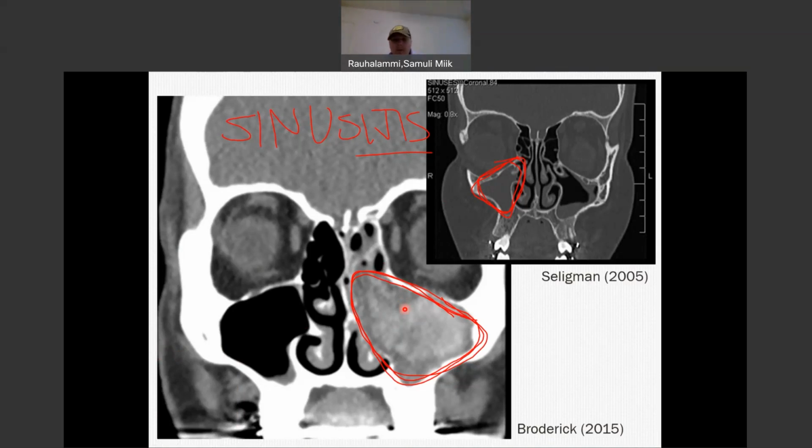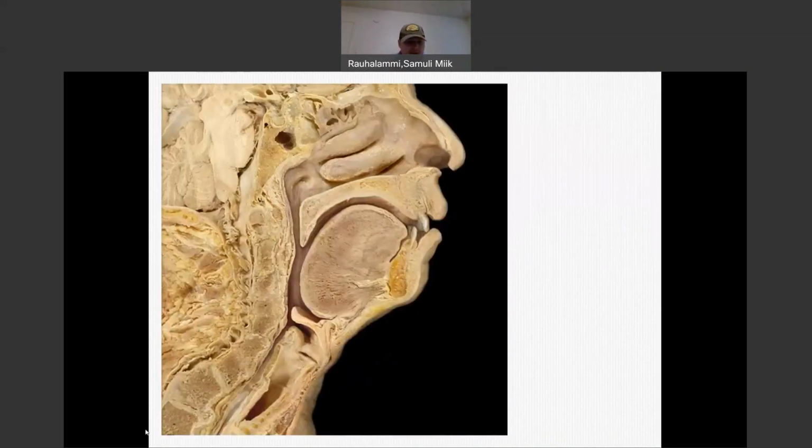So we can now, having looked at these, return back to a view that we've seen before. So let's return to this mid-sagittal dissection and have a look at a few of the other things that we can see here. Let's go through first with our epiglottis that we can see here.